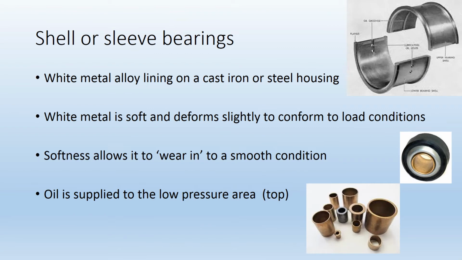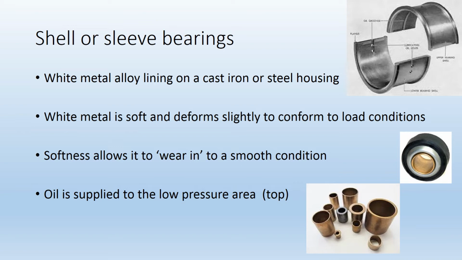Shell or sleeve bearings are fluid film bearings. They're constructed of a cast iron or a steel housing with a white metal alloy lining the surface. This white metal is very soft. We've referred to it as also babbitt, and this soft white metal deforms to conform to the load conditions. And also the softness of this white metal allows the surfaces to wear in and polish themselves to a smoother condition.